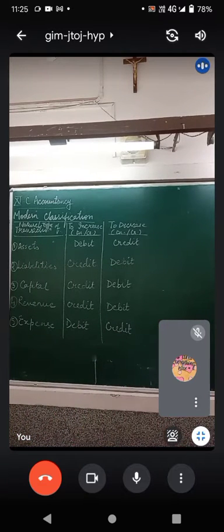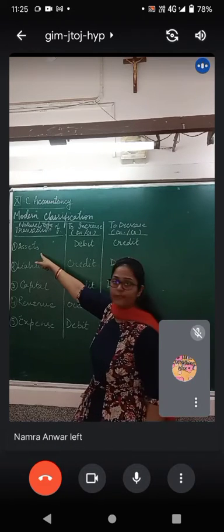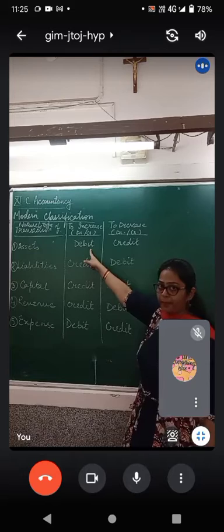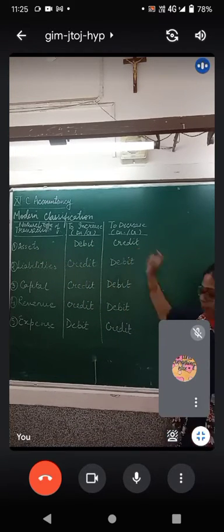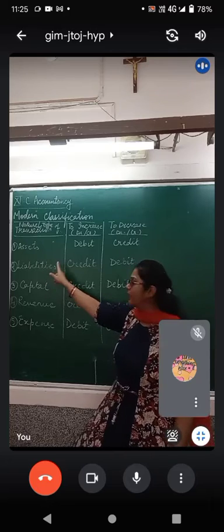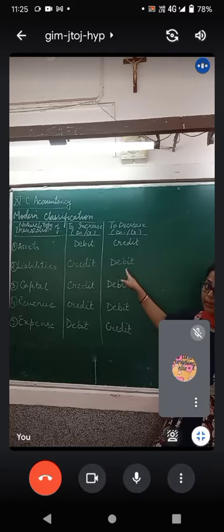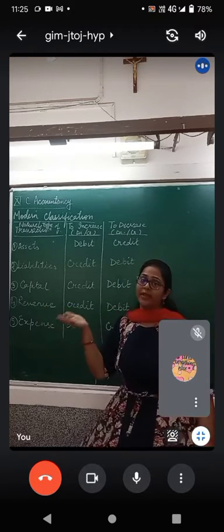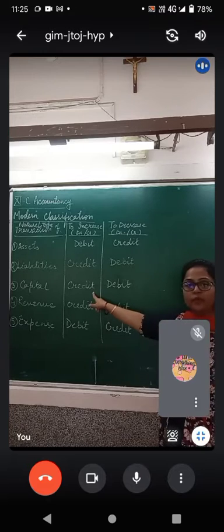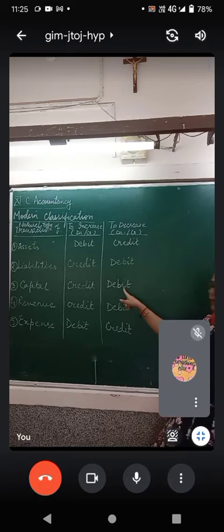Please note down this table, then we will do it with the help of a question. I hope the rules are clear. For assets, if you want to increase assets, debit it. If you want to decrease assets, credit it. For liability, if you want to increase any liability, credit it. If you want to decrease any liability, debit it. For capital, if you want to show capital increased, you have to credit it. If you want to show that capital has reduced, you have to debit it.